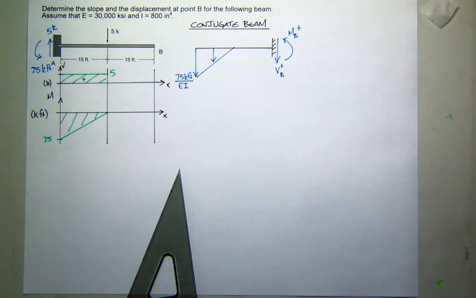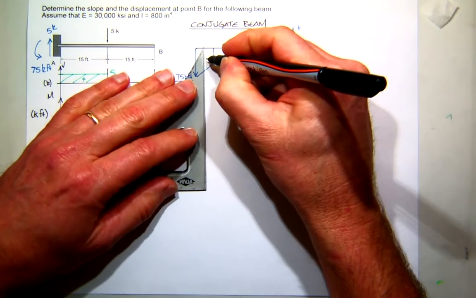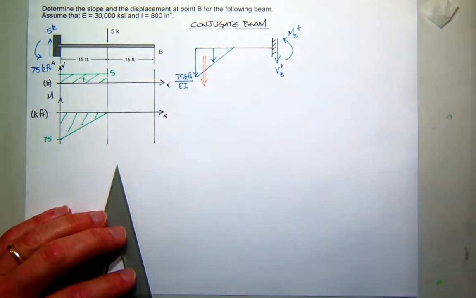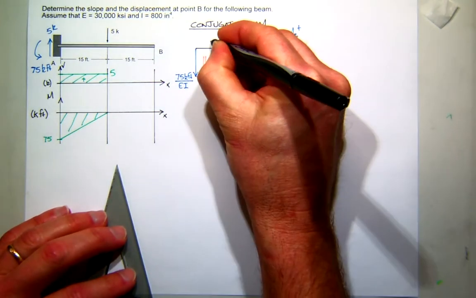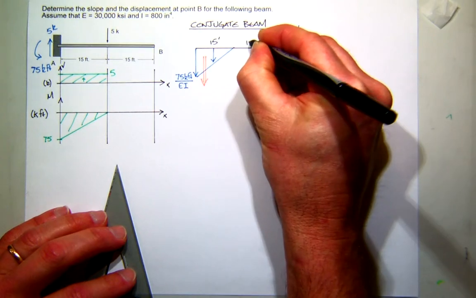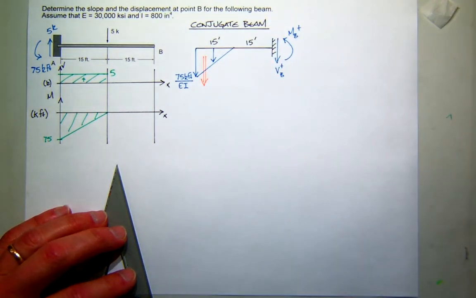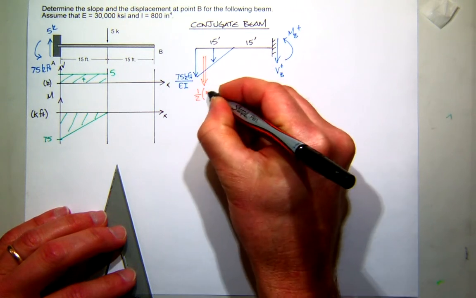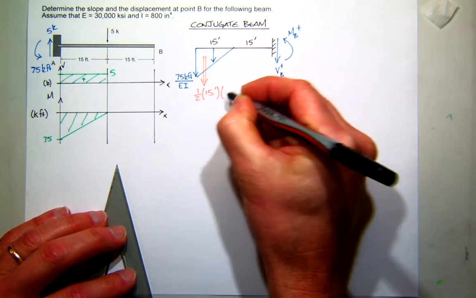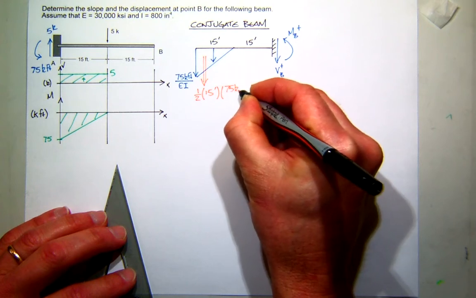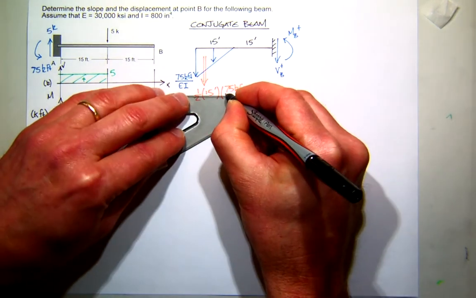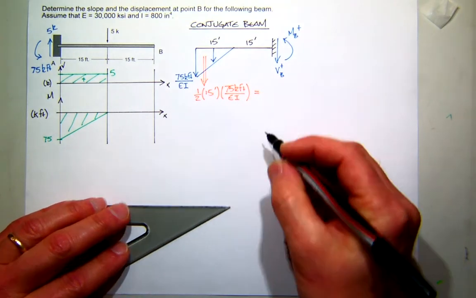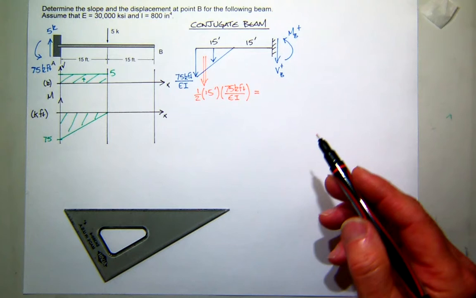So let's start simple. First of all, I can resolve this force into a concentrated equivalent. I forgot my dimensions here. This is 15 feet and 15 feet. So my load here is going to be 1/2, it's a triangle, the base, which is 15 feet, times the height, which is 75 kip feet, divided by EI. I'm going to need some help with that. What's 75 times 15 divided by 2?